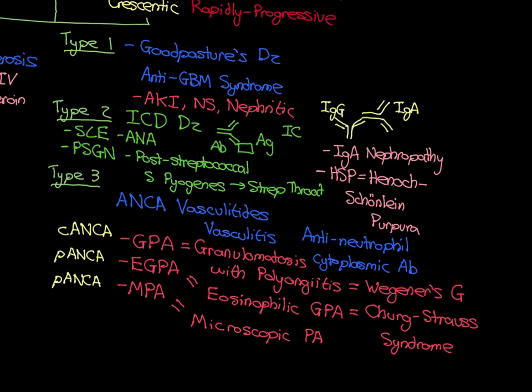Right, so we will have a break there, and in the next video we will continue with the causes of acute kidney injury. We'll go over interstitial nephritis, tubular necrosis, and the post-renal causes, and we'll also talk about nephrotic syndrome.